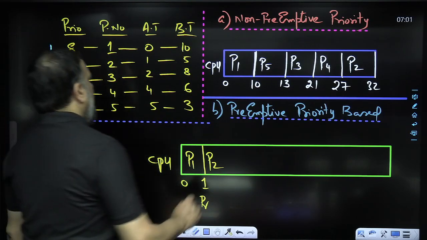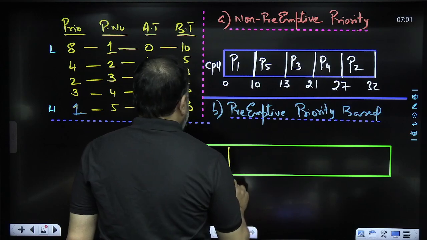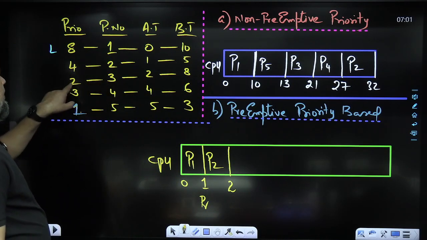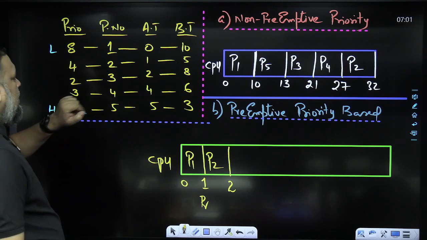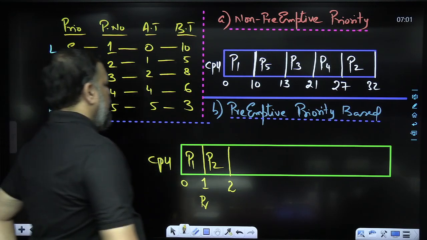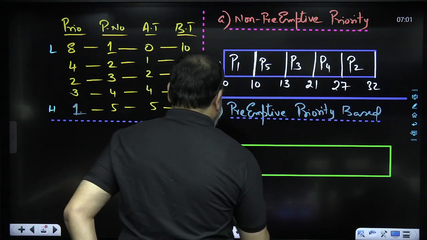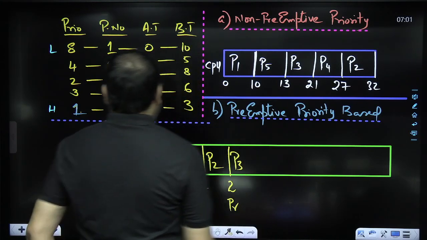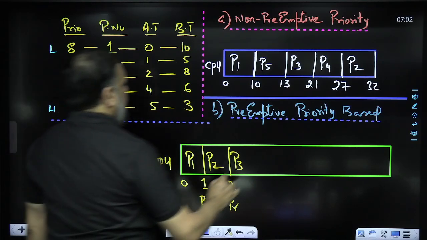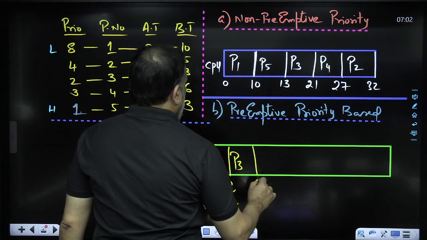P2 is also going to follow the same paradigm. It is going to run till the arrival of a new process. A new process arrives at time 2, namely P3. P3 has priority 2. 2 is less than 4, which means high priority. So P3 will preempt P2. P2 gets preempted in favor of P3. P3 is going to run till the arrival of a new process. A new process arrives at time 4. Please follow carefully.